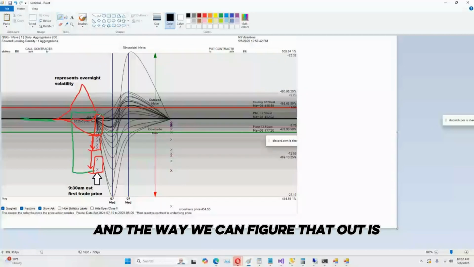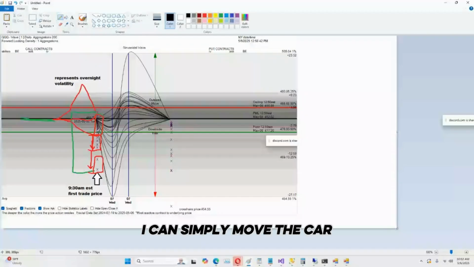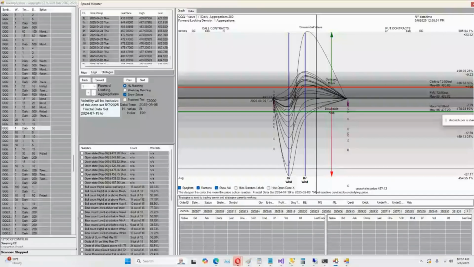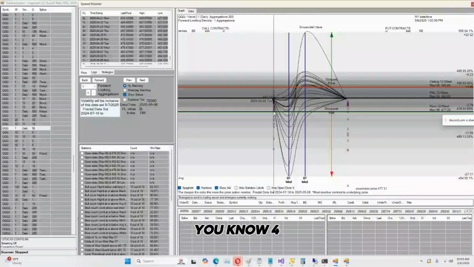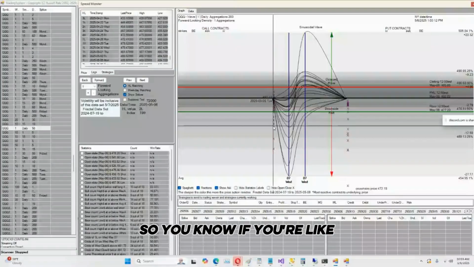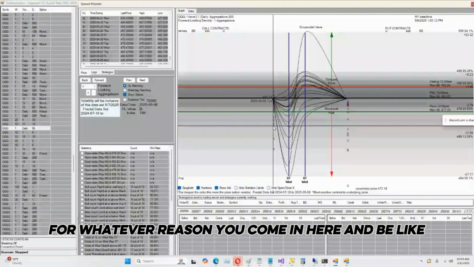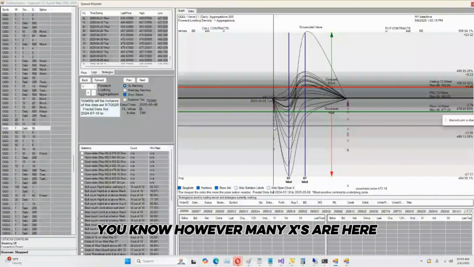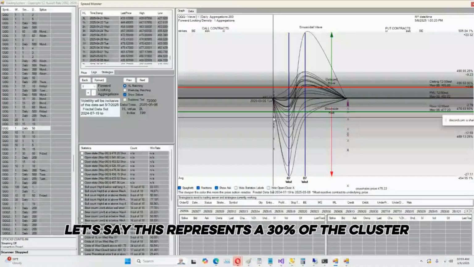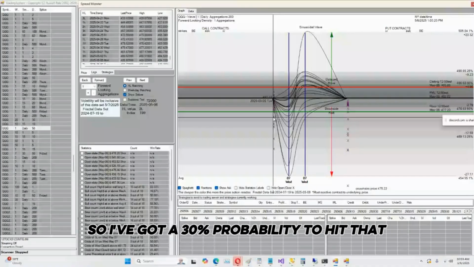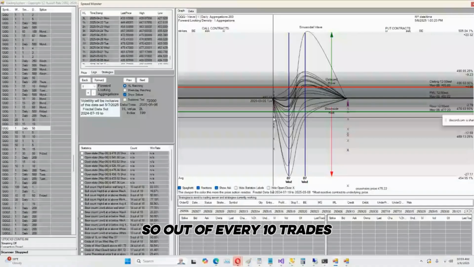And the way we can figure that out is, we can simply move the curves over, and that's 470.31, 480.36. So we can see where we're at, 472.18. So, if you're like, oh, I think the market's really going to take a dive for whatever reason, you can come in here and be like, okay, I've got however many X's are here. Let's say this represents 30% of the cluster. So I've got a 30% probability to hit that. So out of every 10 trades, only 3 of them may work.